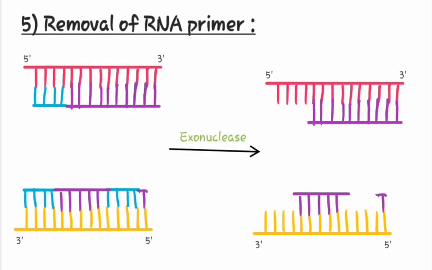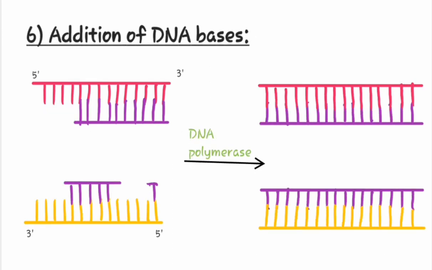Now the fifth step is removal of RNA primer. RNA primer which are attached to both leading and lagging strand are removed in this step. This is done with the help of the enzyme exonuclease. Now the sixth step is addition of DNA bases. DNA bases are added in the place of the RNA primers. This is done with the help of the enzyme DNA polymerase. This results in the formation of untwisted daughter DNA.